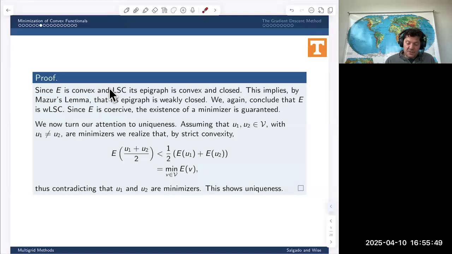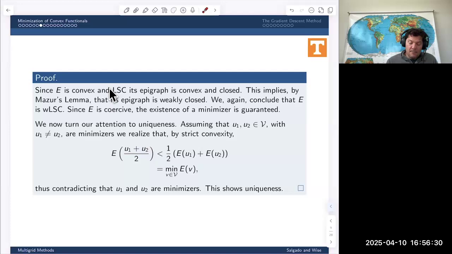Now let's turn our attention to uniqueness. Suppose that we have two elements in V that are both minimizers, but they're not equal to each other. Let's show that we obtain a contradiction in this case. Two objects in the Hilbert space that are both minimizers, but not equal to each other. Let's show that, based on all that we know, we have to have a contradiction. All right, so to show that we have a contradiction, let's evaluate E at the average of those two points.